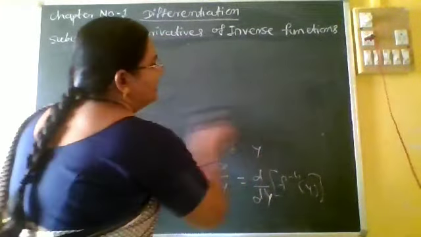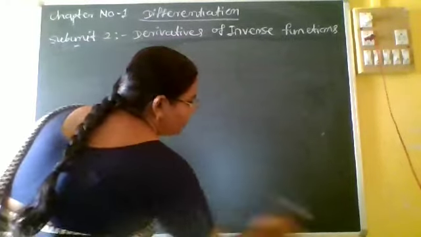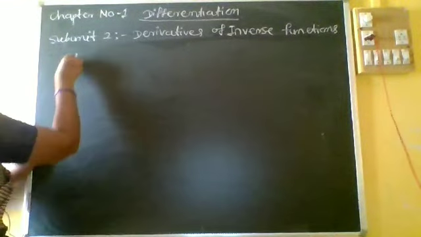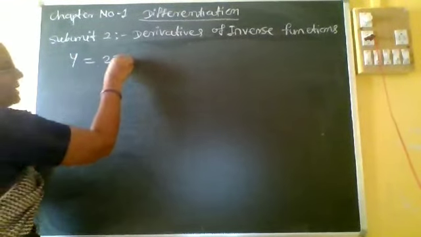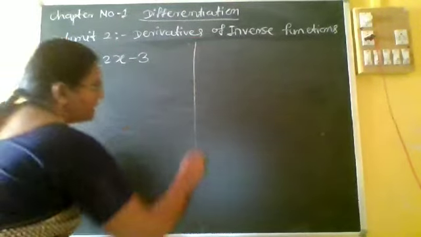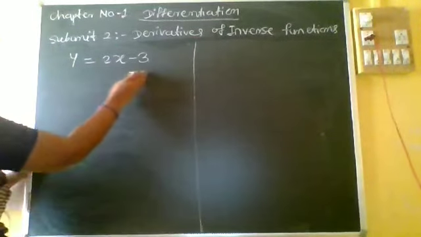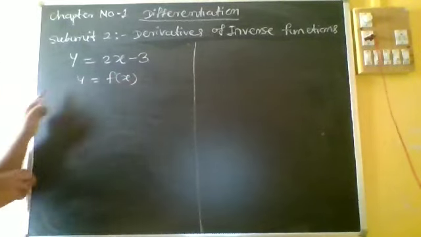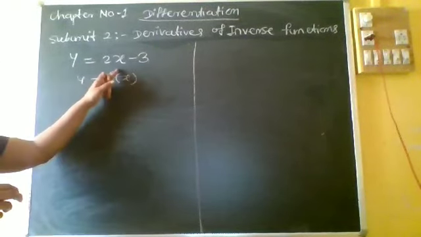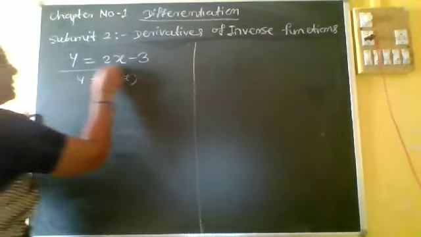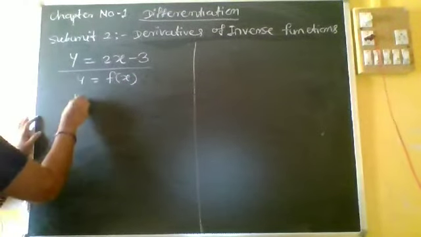Suppose the given function is y is equal to 2x minus 3. This is given to us. This is a function of x, y is equal to f of x, because y is given in terms of x. Then we have to differentiate this y with respect to x, that is dy by dx.